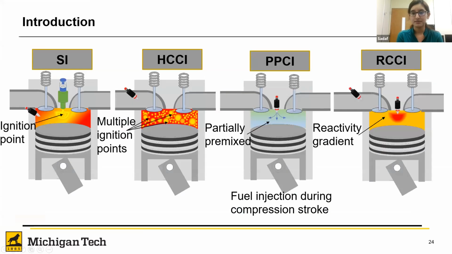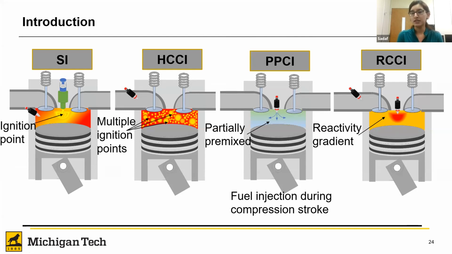In a spark ignition engine, a spark plug is used to ignite the air-fuel mixture. Spark timing is used to control combustion phasing. Unlike spark ignition engines, low-temperature combustion modes use an air-fuel mixture which auto-ignites at the end of the compression stroke. Low-temperature combustion modes offer better fuel economy and better thermal efficiency as compared to conventional diesel and spark ignition engines. Also, because of the low combustion temperatures, they prevent the formation of NOx and particulate matter.